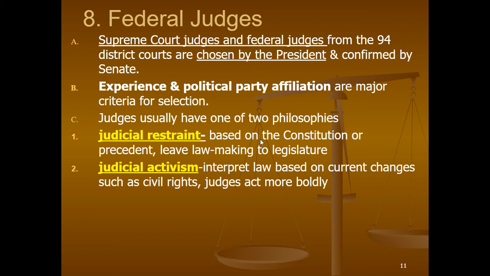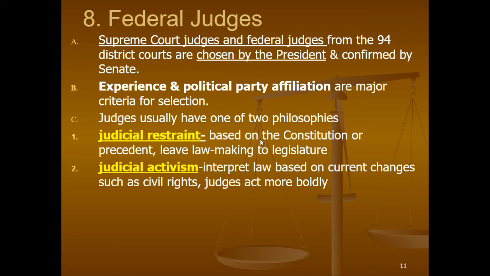Federal judges, Supreme Court and federal judges from the 95 district courts are chosen by the president and confirmed by the Senate. Experience and political party affiliation are major items that they consider when they select a federal and Supreme Court justice. You don't call Supreme Court judges judges; you call them justices. Judges usually have one of two philosophies, judicial restraint or activism, but I don't know if it's as clear cut as that. They just have a leaning.